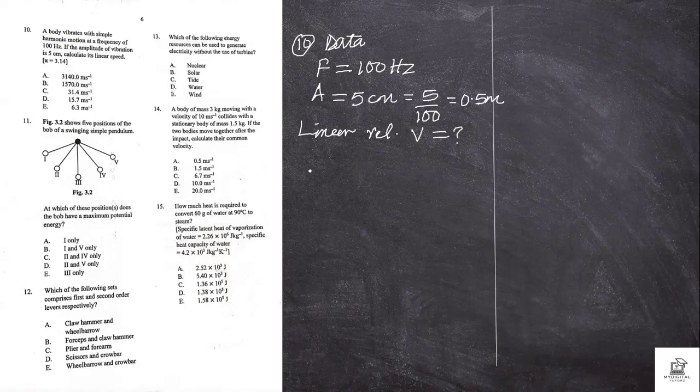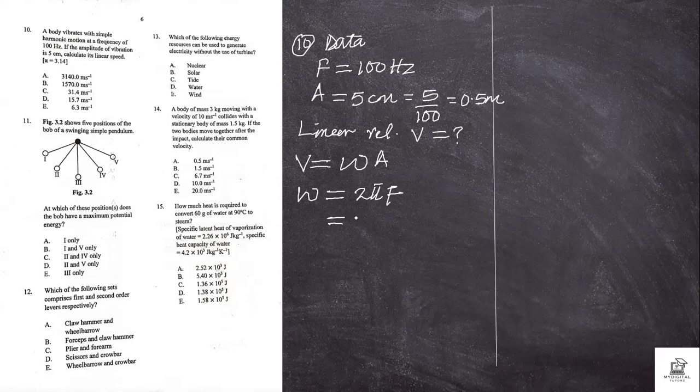So now you have to recall the relationship between linear velocity and angular velocity. Remember that linear velocity is equal to omega A, the angular velocity multiplied by the amplitude. Now, in the whole of this question, there is nowhere they give us the angular velocity. So what do we need to do? We recall that there's a relationship between the angular velocity and frequency. We have angular velocity omega is equal to 2 pi f. That's what we're going to use to get our angular velocity.